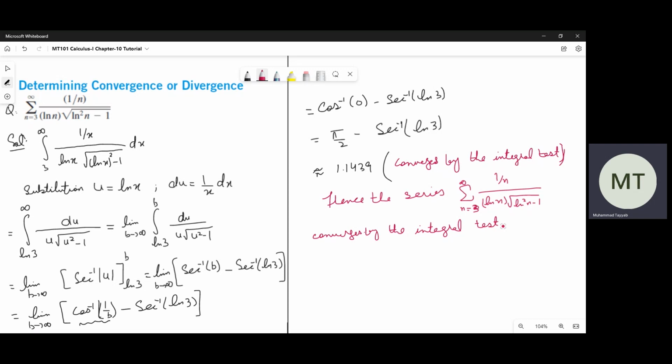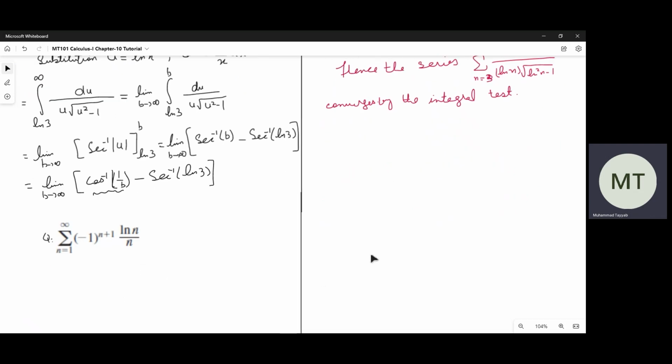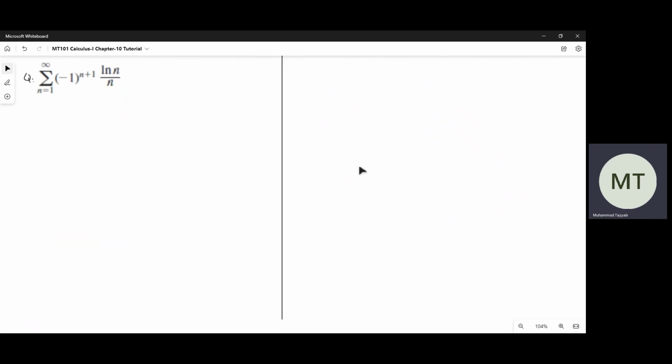So in the forthcoming question, I'm going to discuss a bit different scenario. So let us take a look at the question. I have chosen this question to find the convergence.